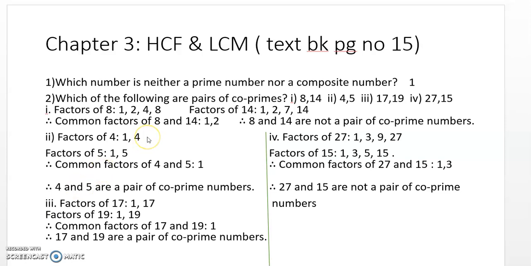Good morning, students. Now we'll come to Chapter 3, HCF and LCM. Under that we'll first do Set 10. It is the revision of prime numbers and composite numbers.